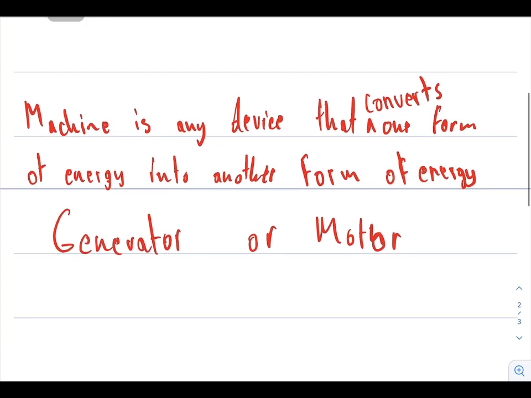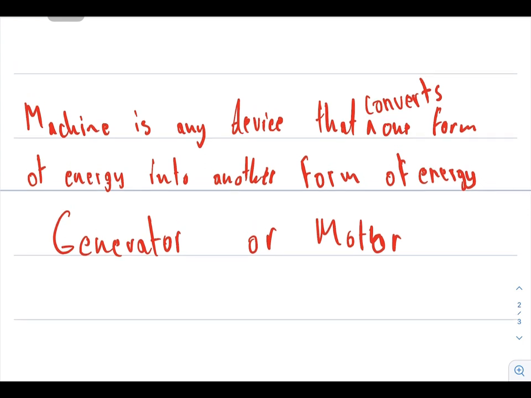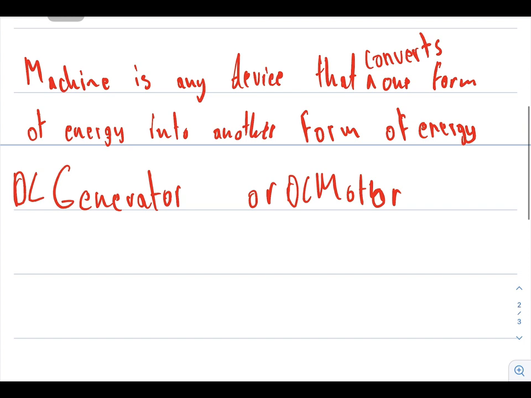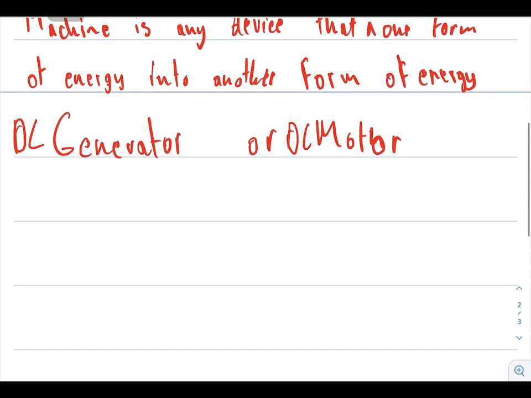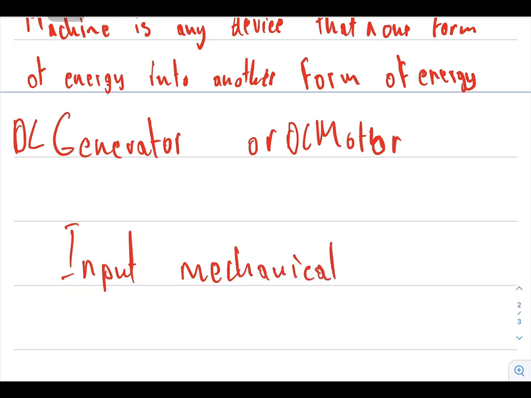Again, we have a DC generator or a DC motor. So when I'm saying DC machine, I'm referring to either a DC generator or a DC motor. Let's define a generator and a motor. A generator converts mechanical energy into electrical energy, meaning the input to a generator is mechanical.